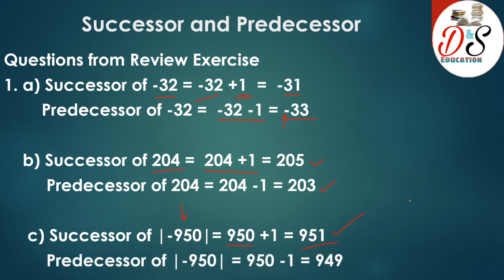Again, to find the predecessor we have to subtract 1. So first we have to find the absolute value of this number, that is 950. Now we are subtracting 1 from this number, so we are getting 949 as our predecessor.